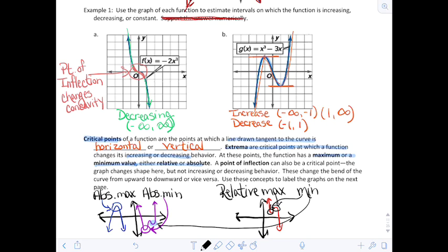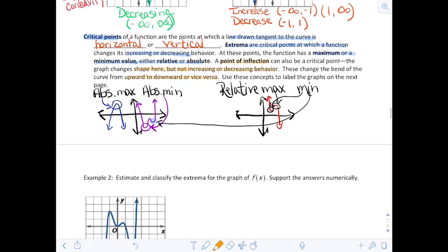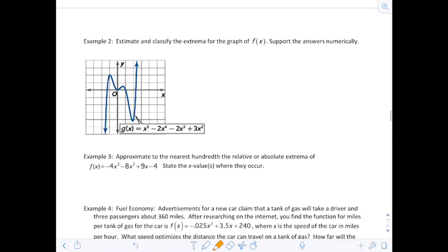Okay. A point of inflection, this is the next piece that we want to talk about. A point of inflection, this is what we had with the cubic that we looked at. This is also considered a critical point, and the reason is the graph is going to change its shape here. It doesn't change increasing or decreasing behavior, but it changes the bend of the curve from upward to downward or downward to upward, vice versa. Okay, so now we kind of have an idea of what critical points are. Let's take a look at these graphs right here.